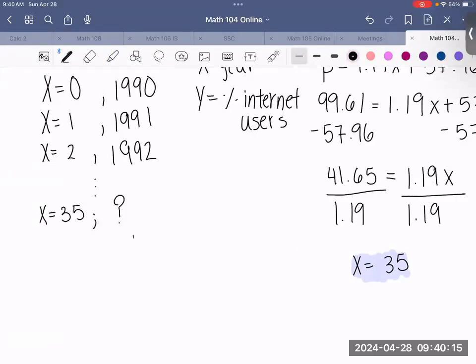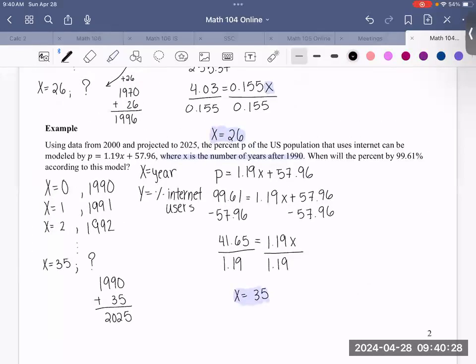We said, well, we're going to add 1990 plus 35, and that should be 2025. Now, see if you can come up with a good sentence to round out your answer.